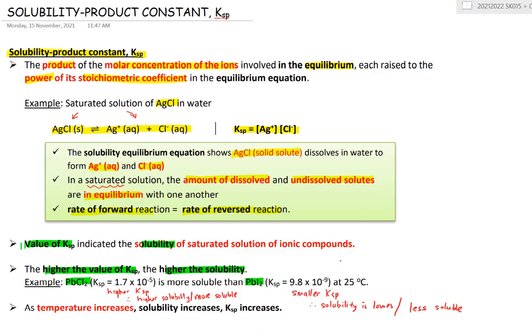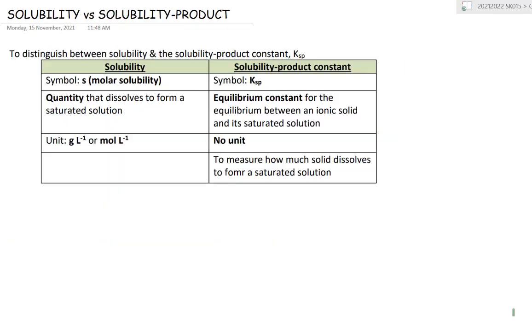So from here, you can identify how much or how far a salt can dissolve. And the last point over here is similar to Kc and Kp. So Ksp, the equilibrium constant, will only be affected by the temperature. So as the temperature increases, solubility increases. Therefore, your Ksp increases.